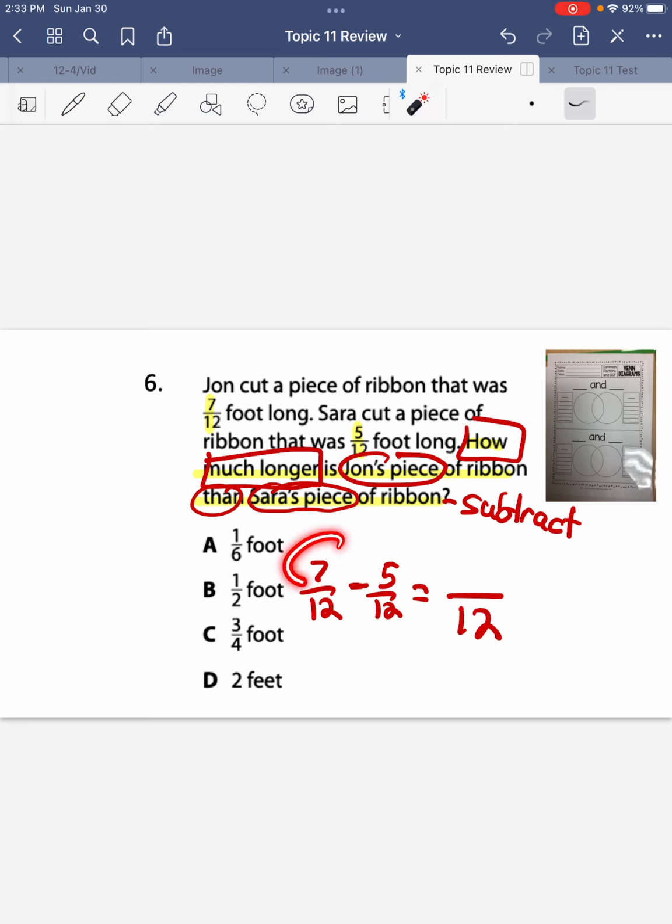Now I'm going to do 7 minus 5. I get 2. Now if we look at my answers, I don't have that. I don't have 2 over 12. But you know what? I think I can simplify this fraction. They're not telling me to do it. They're expecting me to already do it myself. So that's what I'm going to do right now.